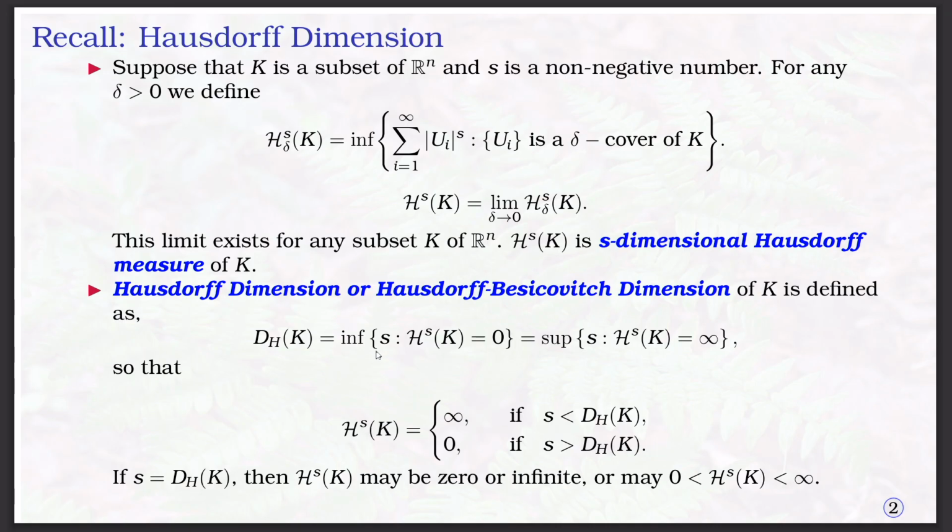So, there is a jump point where the s-dimensional Hausdorff measure jumps from infinity to 0. That point s, the critical point, we call the Hausdorff dimension of the set K. That means H^s(K) jumps from infinity to 0 at the critical point, and this s we call the Hausdorff dimension of K. This H^s(K) may be 0 or infinity, or it may lie between them. Like that we can define the Hausdorff dimension.